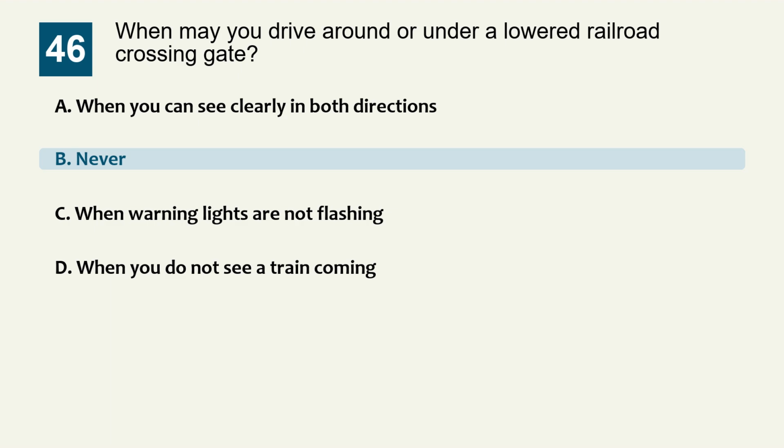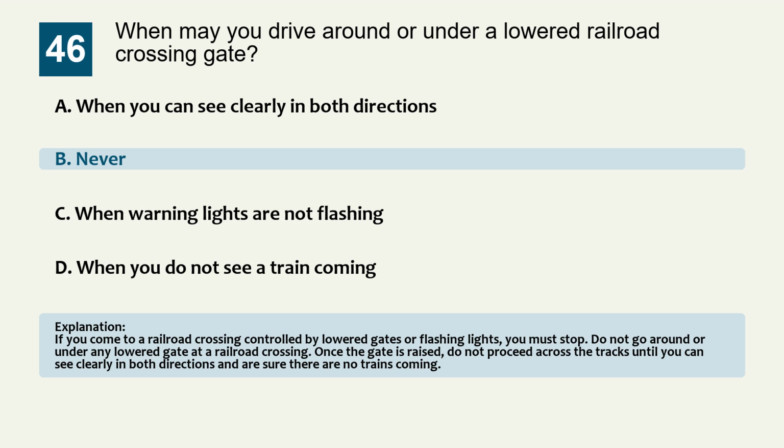The correct answer is option B, never. If you come to a railroad crossing controlled by lowered gates or flashing lights, you must stop. Do not go around or under any lowered gate at a railroad crossing. Once the gate is raised, do not proceed across the tracks until you can see clearly in both directions and are sure there are no trains coming.